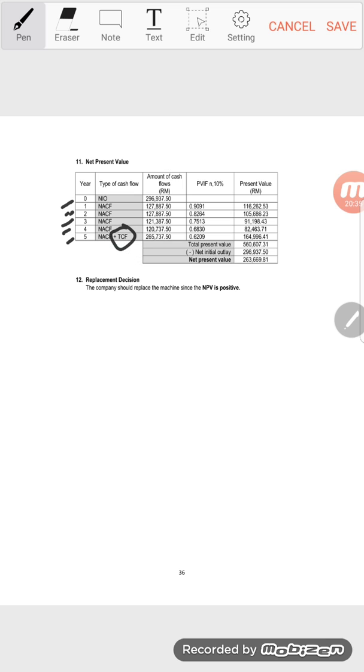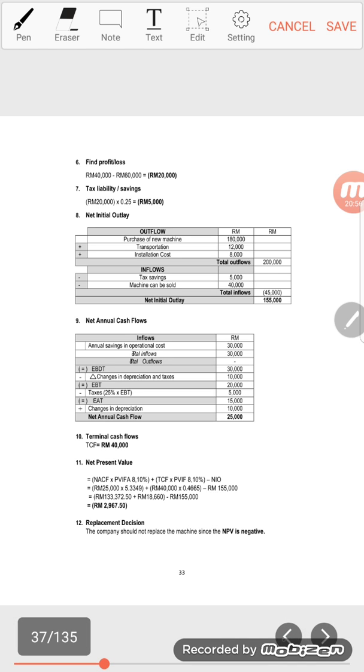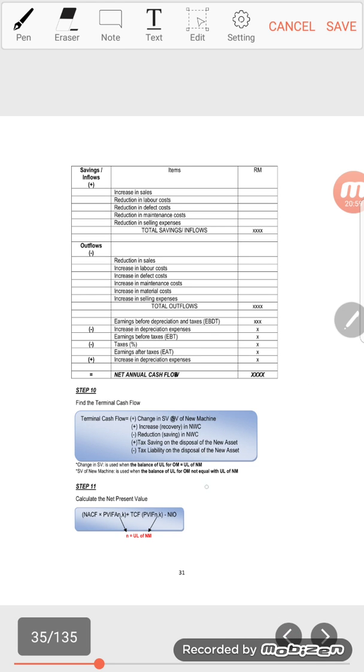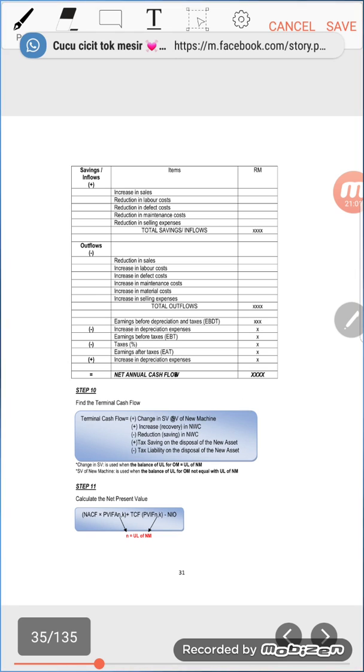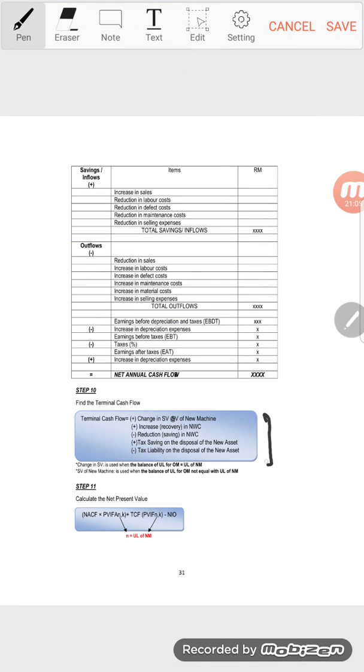Kita kena tambah TCF pada penghujung useful life. Okay, mana dapat TCF ni kena kira lah dekat step number 10. Sebelum kita jump into step number 11 ni, you have to identify the amount of TCF. This amount of TCF ni saya dah ajar kan dekat item. You kena tengok item TCF ni page berapa last time. Ni ada 5 item untuk TCF.